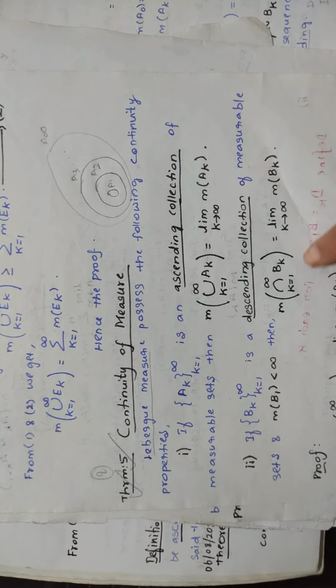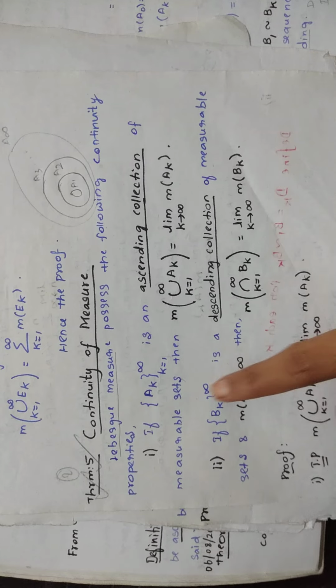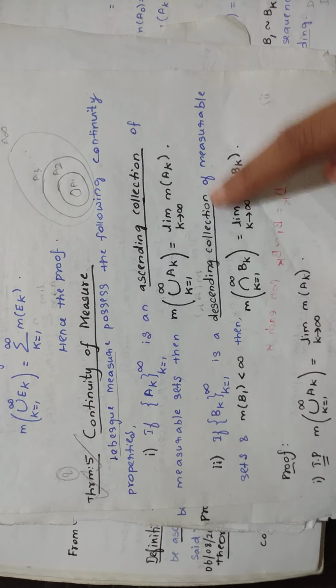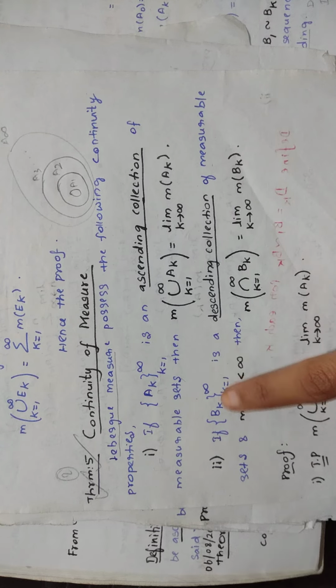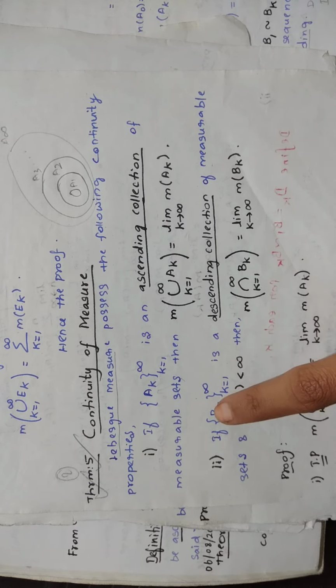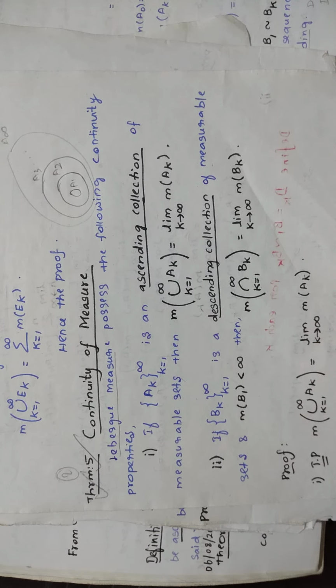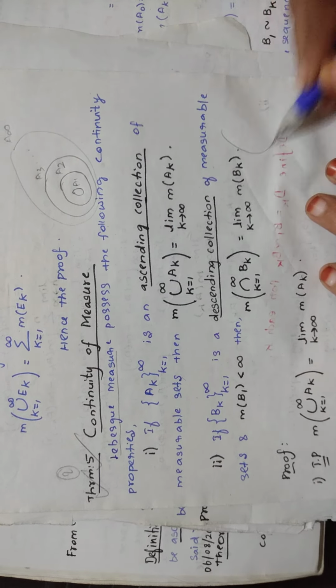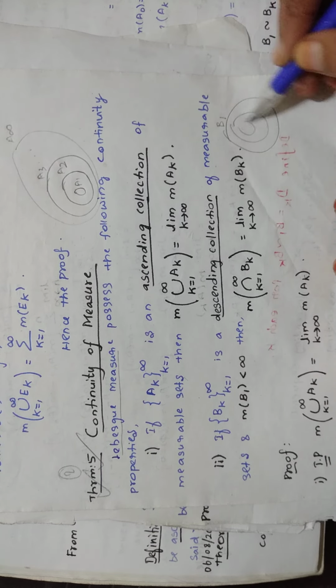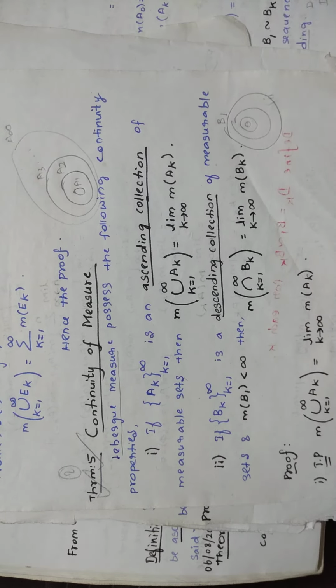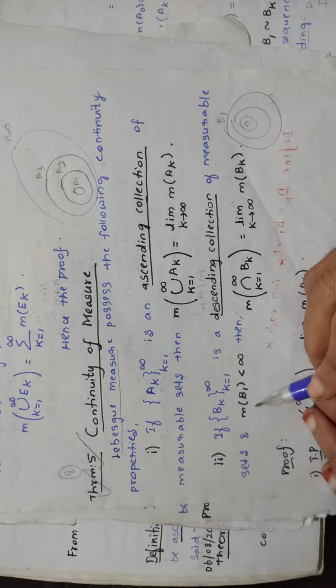That's the first property. And if B_k, k equal to 1 to infinity, is a descending collection of measurable sets, and another condition is also given. Here these are the measurable sets and they are arranged in how? Descending order. Descending order means what? Big to small. That is, B1 will be like this, inside B1 you will have B2, B3, B4, and it goes on like that.